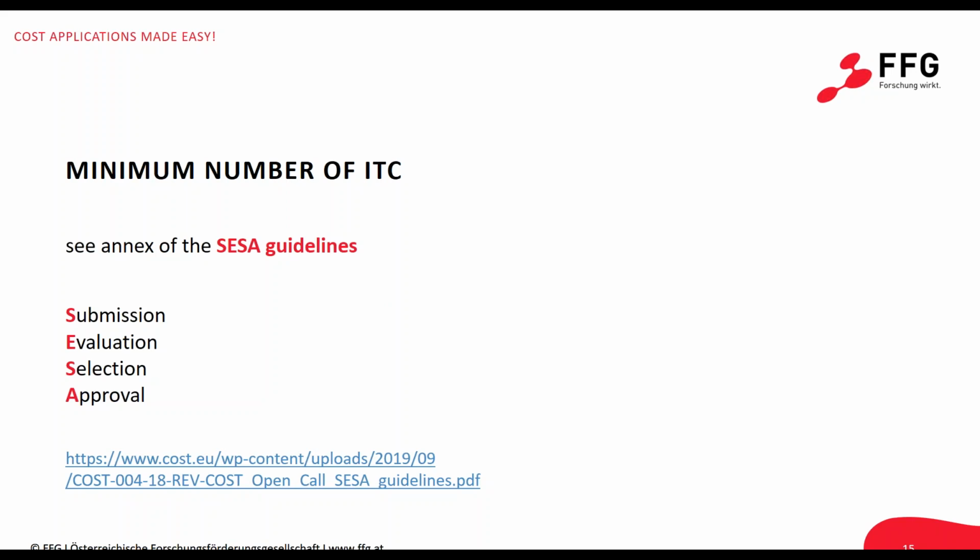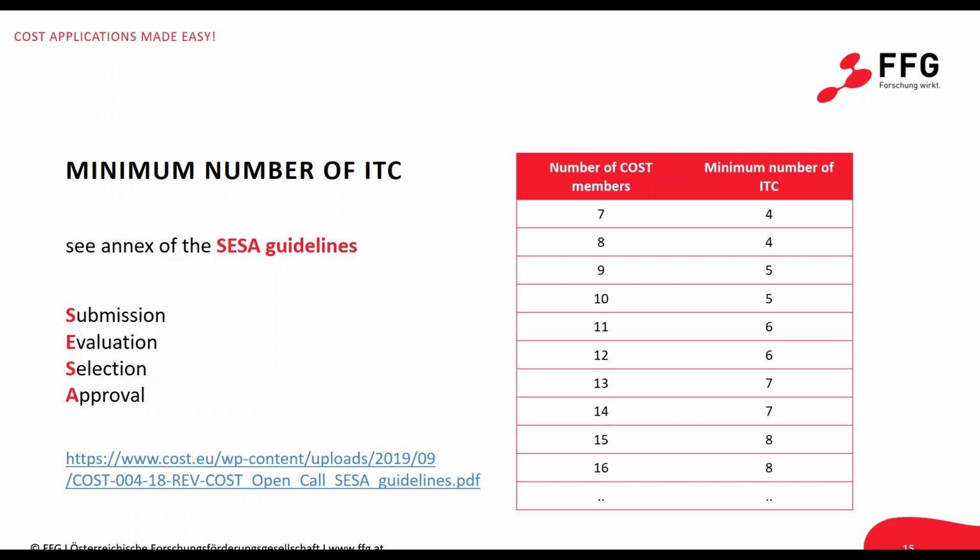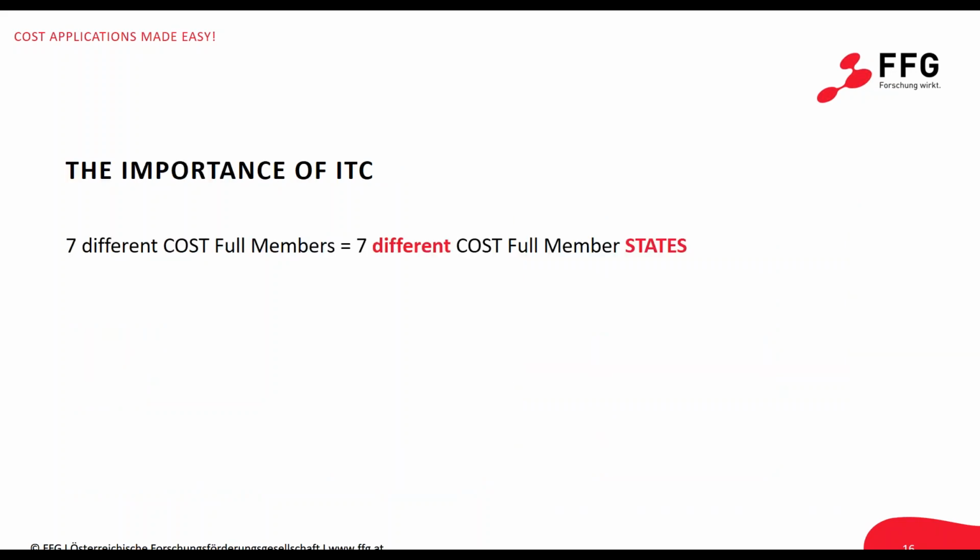Again, ITCs: when you need more information on that, I would like to refer you to the so-called SEA guidelines. SEA actually stands for Submission, Evaluation, Selection, and Approval, and it's basically your Bible, if I might say that, as a proposer for a COST proposal, because you find in the SEA guidelines really everything that you need to prepare your proposal. And at the very end of the SEA guidelines, you also see the table of how many COST members you have and how many ITCs you need. And you will see here, unfortunately, they also round up. So if you have 7 members, you need 4 ITC members.